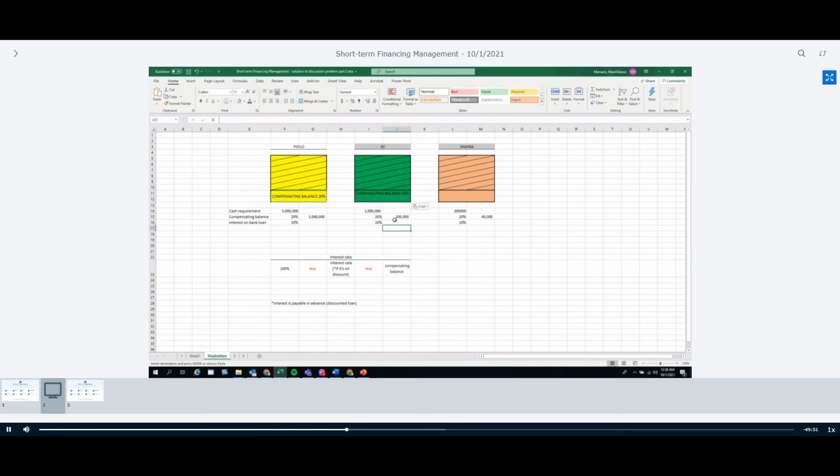Question, who owns the 200,000? Is it Casey or BDO? So the answer is Casey. Again, it's compensating balance. It will remain in Casey's current account, in her bank account balance, and she can only withdraw it if she pays the whole 1 million pesos.